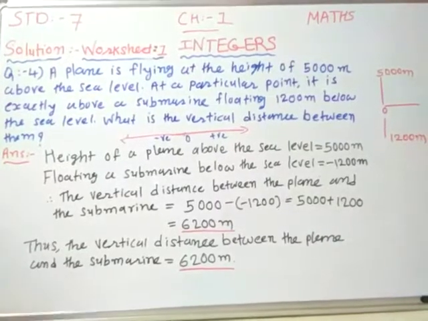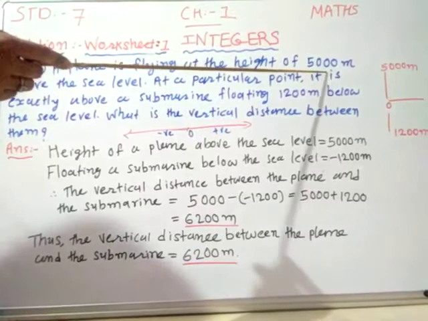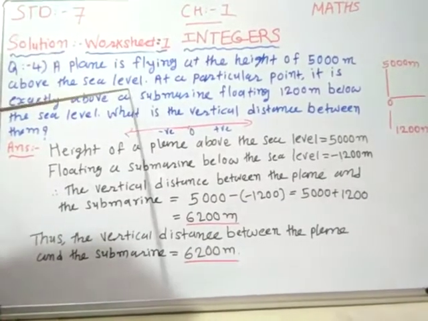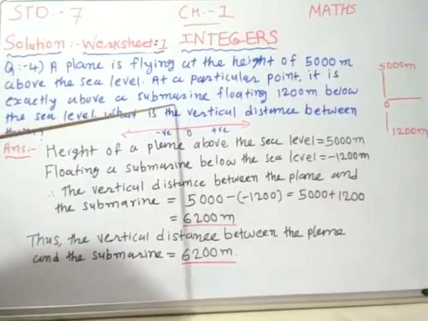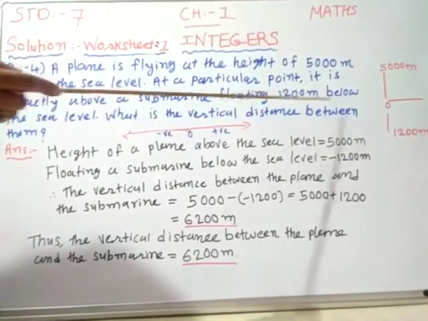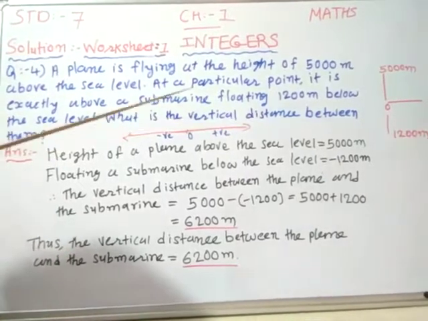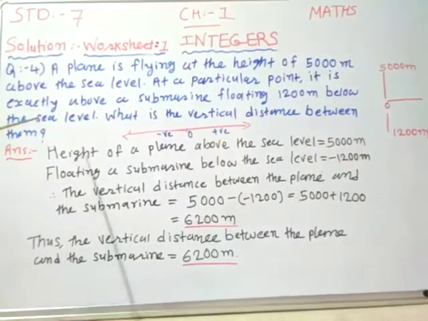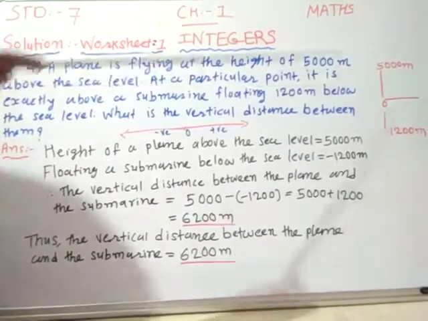Let us solve question 4. A plane is flying at the height of 5000 meters above the sea. At a particular point, it is exactly above a submarine floating 1200 meters below the sea level. What is the vertical distance between them? Now just look at the figure that is given in the worksheet.